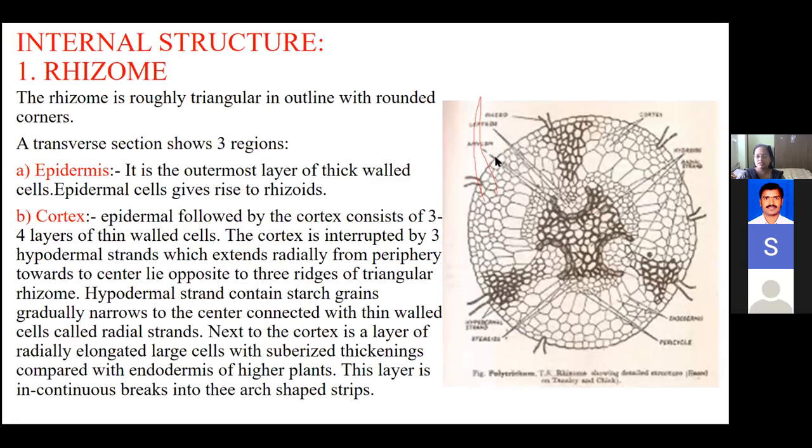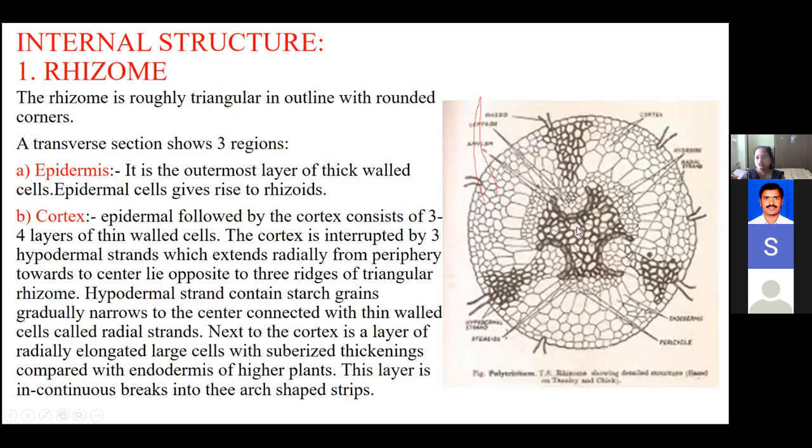Already we discussed that the plant body is differentiated into the rhizome, the central main axis or the stem, and the leaves. You have to study the internal structure of each one, that is very important. Now, the anatomy of the rhizome, or the internal structure of the rhizome, is roughly triangular in shape. Easily we can identify it in the transverse section.